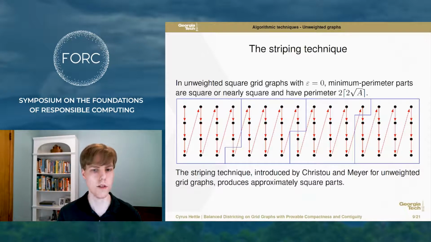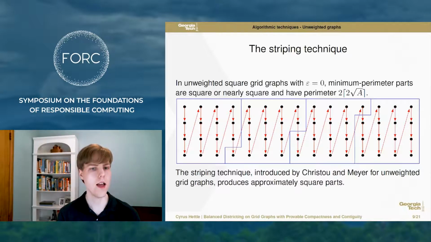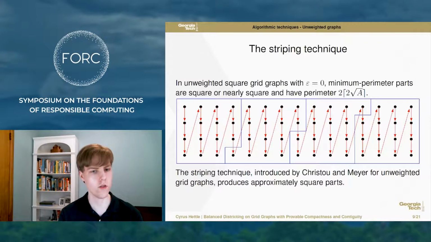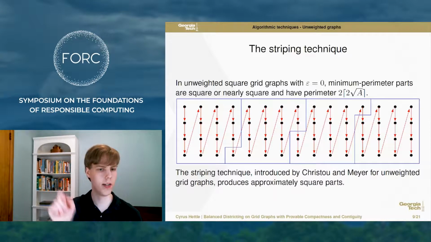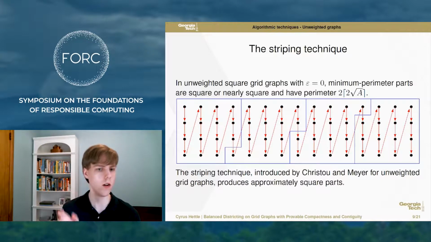And so here's an example. This is a 4 by 15 rectangle. You can imagine maybe this is one part of a larger graph. In the striping technique, we proceed down the columns and from left to right across the graph, and we continue doing this until we accumulate A vertices. So for instance, down the first column, we get 4 vertices. Down the second column, we have 4 more. Down the third column, we now have 12 vertices. Then we take vertices 13, 14, and 15 from the fourth column. So that's 15, that's our A. We stop, and that's our first part.